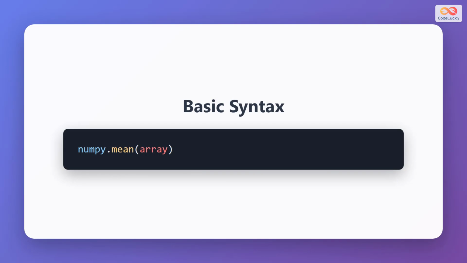The syntax for NumPy's mean function is straightforward. You call np.mean and pass your array as the argument. This is the most basic form of the function, and it will calculate the mean of all elements in the array, regardless of its shape or dimensions. The function returns a single floating point number representing the average of all values.